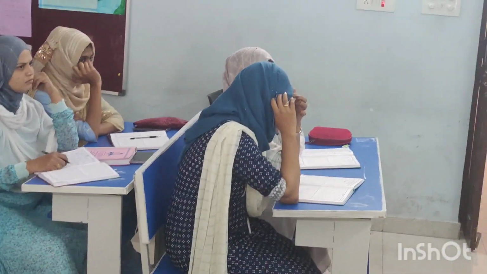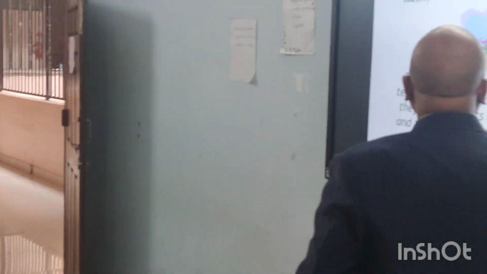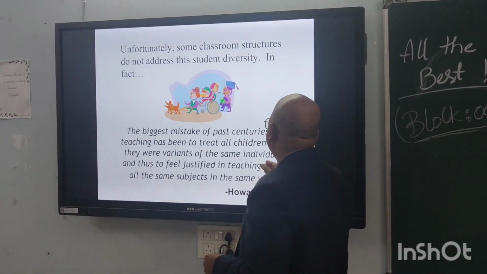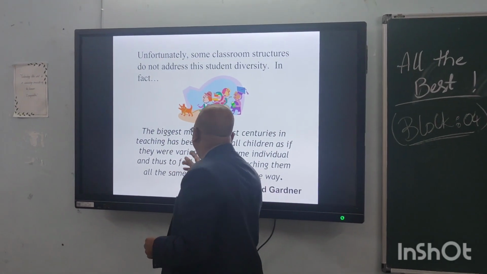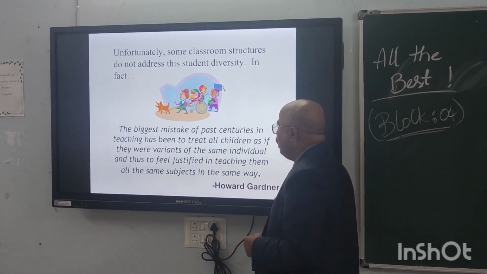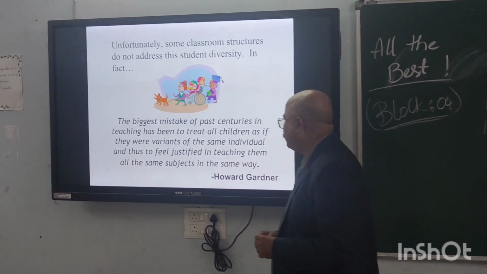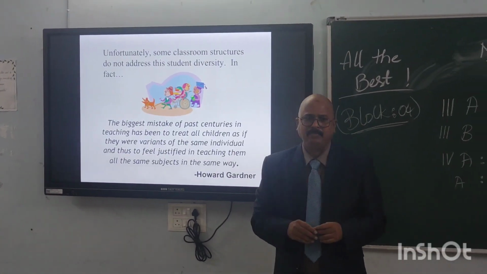According to Howard Gardner, this statement is given. What is the statement? The biggest mistake of past centuries in teaching has been to treat all children as if they were variants of the same individual, and thus to feel justified in teaching them all the same subject in the same way.